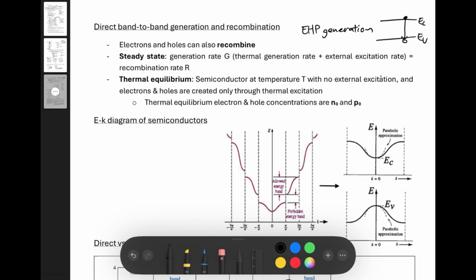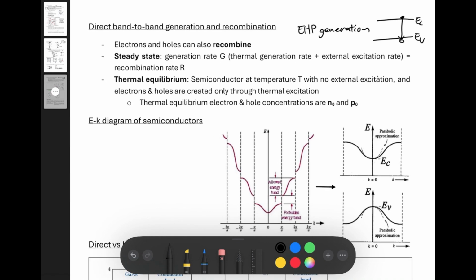And then at a steady state, the generation rate G, which, remember just now we were talking about two ways, temperature and also optical excitation, is equal to both the temperature plus optical excitation generation. At steady state, this is equal to the recombination rate, which is expressed as R.